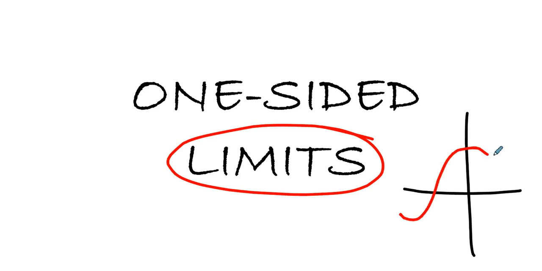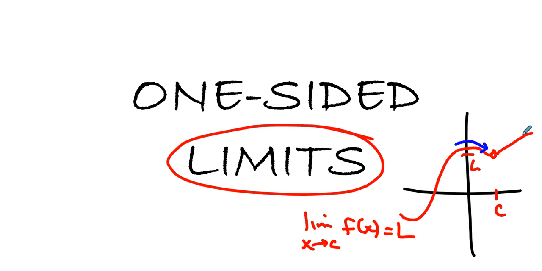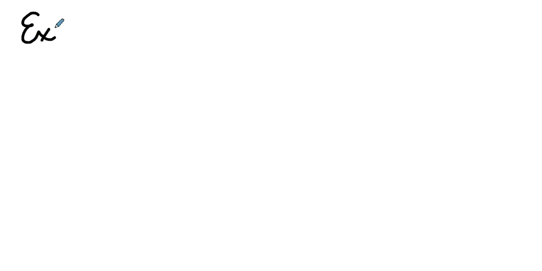So you'd have some function like so, and some value c, and some number L, and we would say that the limit as x approaches c of f of x is L. As x gets closer and closer to c from either side, the values of the function get closer and closer to L. But what happens if we don't care about what happens from either side, but we only care about what happens from this side, or only from that side? Those limits are one-sided, and I'll demonstrate with this.